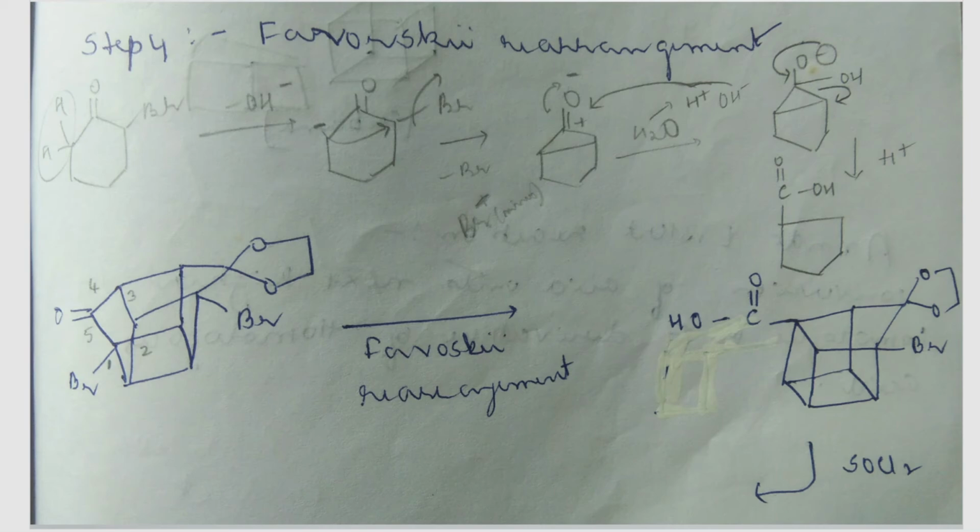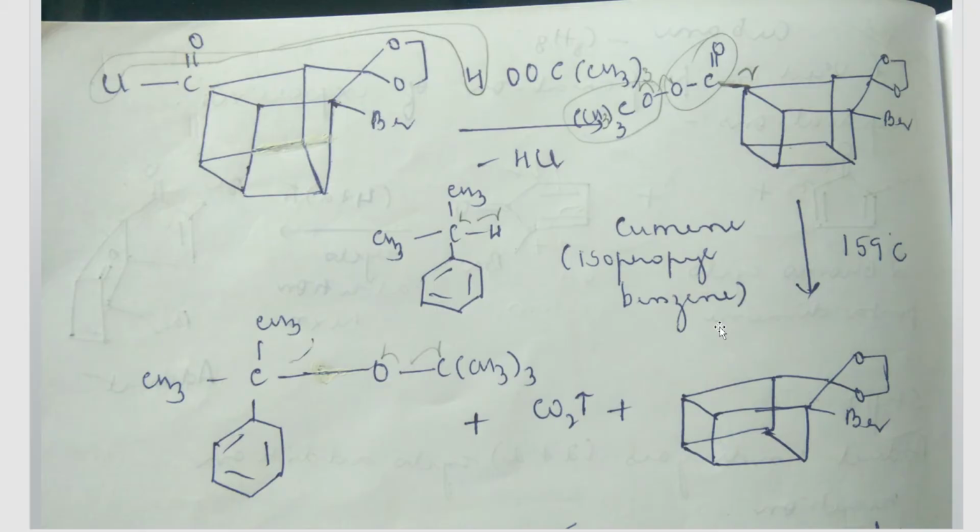And after Favorskii rearrangement, in the same step, we are treating it with SOCl2. This is done in order to replace this OH group with chlorine. So what will happen if you treat with SOCl2? This OH group will be replaced by the chlorine. So you will get an intermediate like this, wherein the C double bond OH got replaced with C double bond Cl.